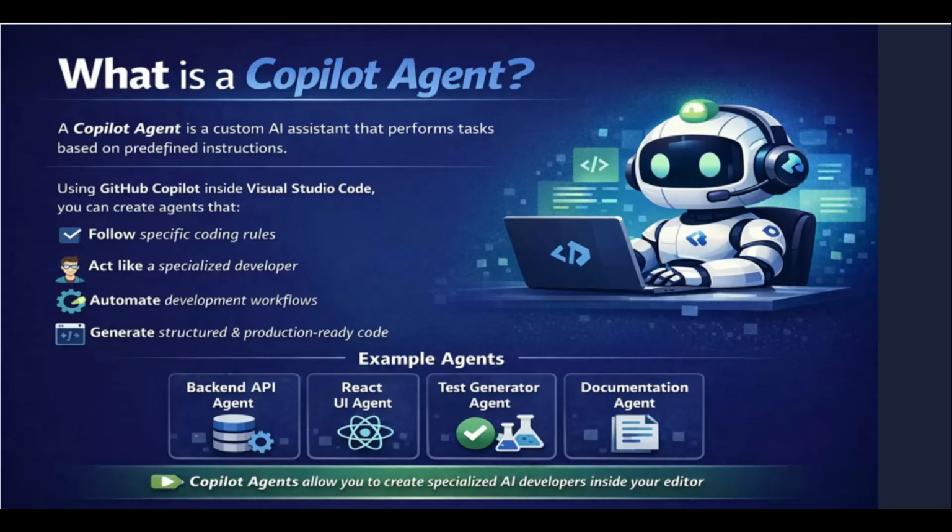And we will build a coding agent that automatically generates clean API code. By the end of this video, you'll know how to create a custom Copilot agent, how to define its behavior and instructions, and how to use it to generate real working code.